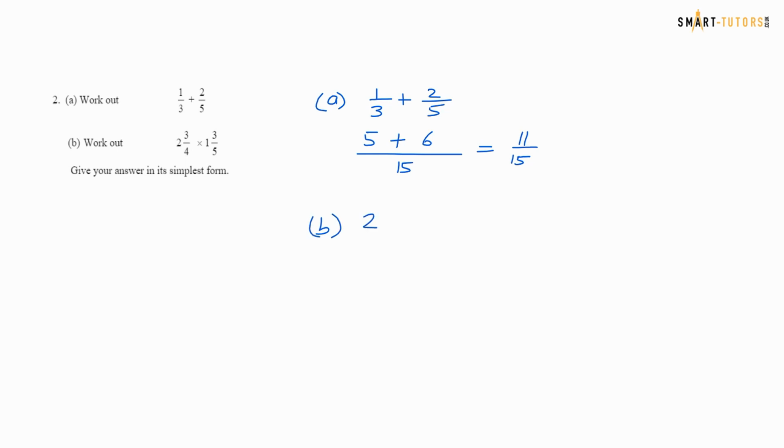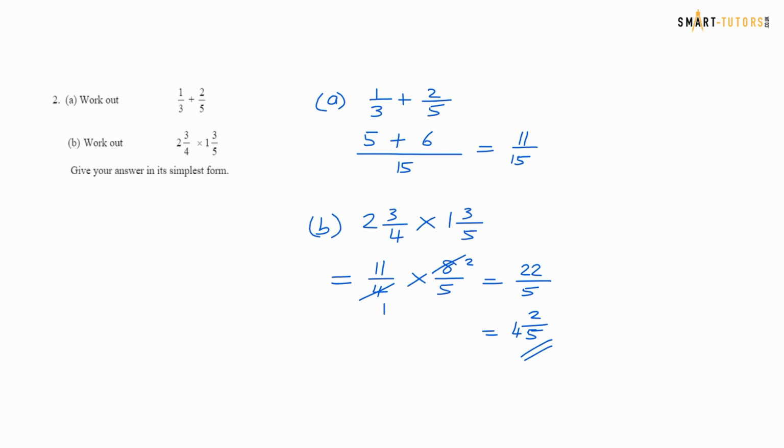B part, 2 3/4 times 1 3/5. You need to make it an improper fraction. 4 times 2 is 8, 8 plus 3 is 11/4, times 5 times 1 is 5, 5 plus 3 is 8/5. If you can cross cut, 4 goes into 8 twice, so 2 times 11 is 22/5. So the answer is 4, 5 and 2. There's a 4 times 5 is 20 plus 2 is 22. That is the answer for question number 2.